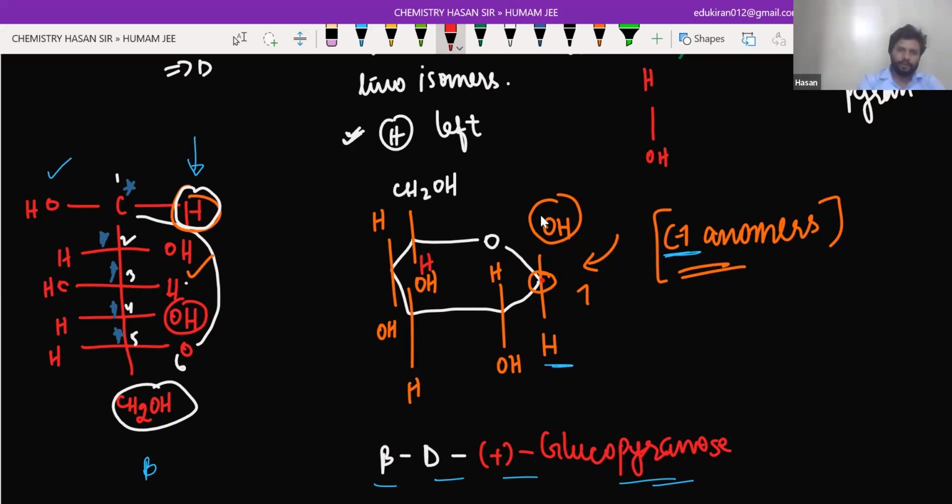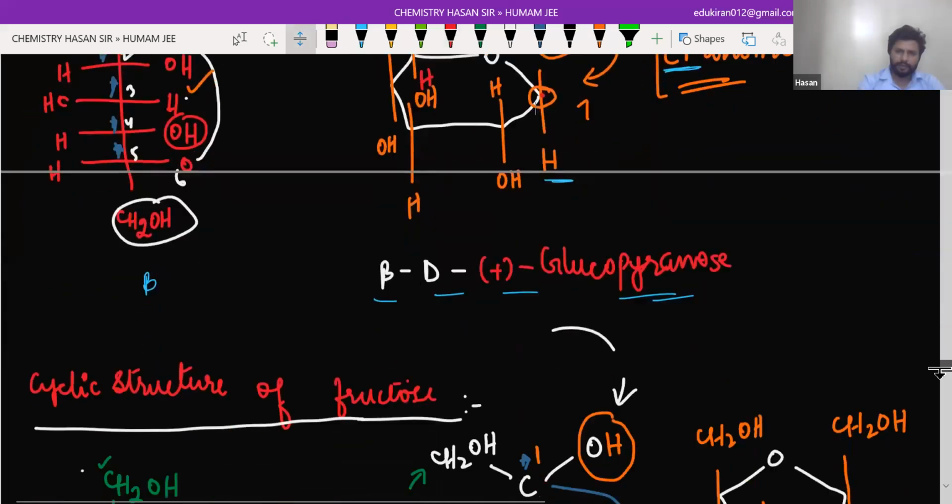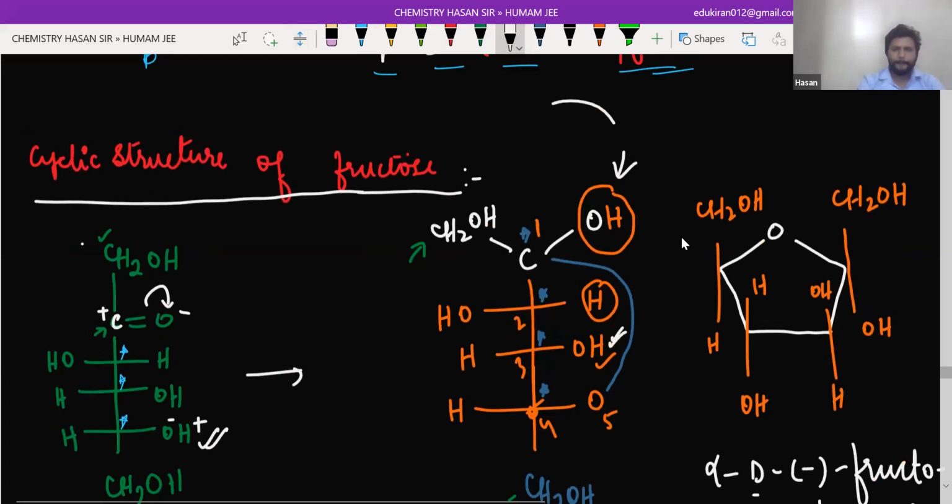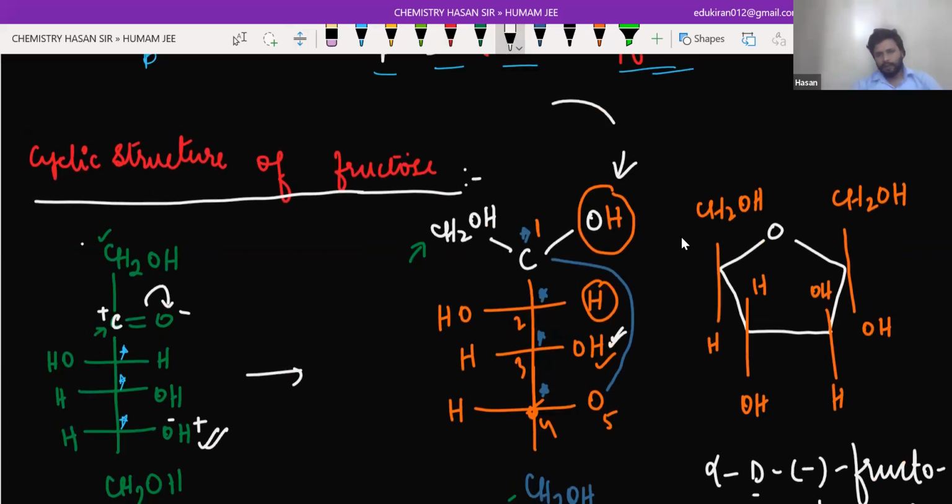Yeah, you have the notes, so you don't need to write that. Now again, the cyclic structure of fructose, as I told you, glucose is aldo and this fructose is keto. So this is how the structure of fructose looks like, in which a ketone group is there with polyhydroxy, glucose aldehyde with polyhydroxy. So again, with the same thing, this is your carbonyl.